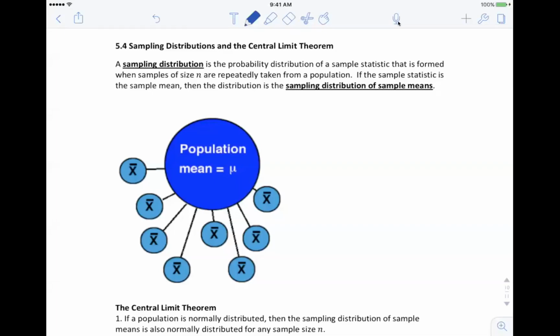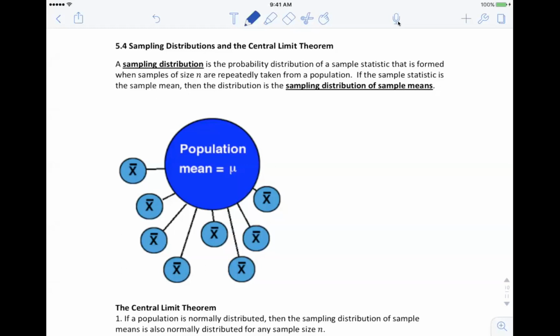Hey everyone, looking at 5.4. This is on sampling distributions and the central limit theorem. This section's important in that we're going to be using concepts from this section in chapter 6 and beyond. It takes a little while to lay the groundwork for this, so bear with me. It's a little confusing at first, but we'll get it.